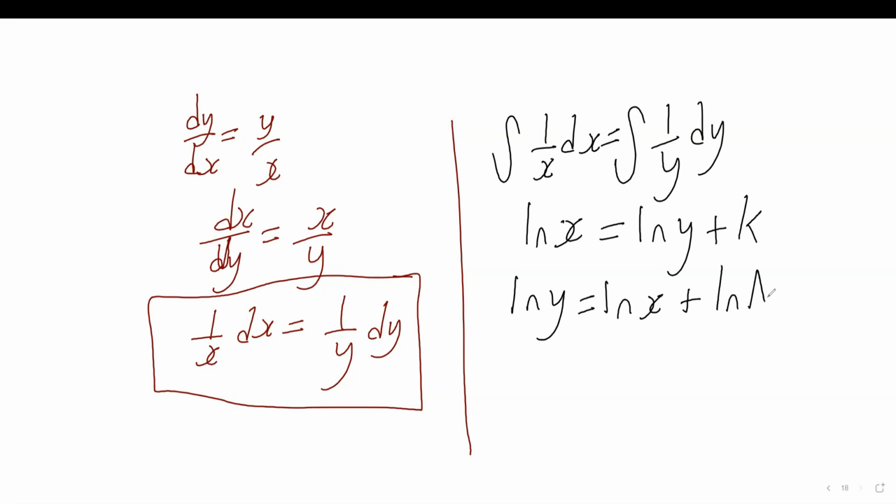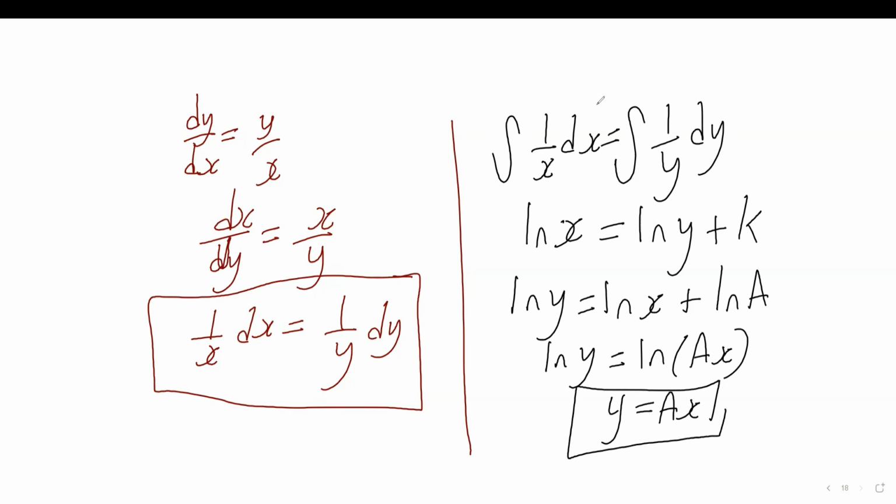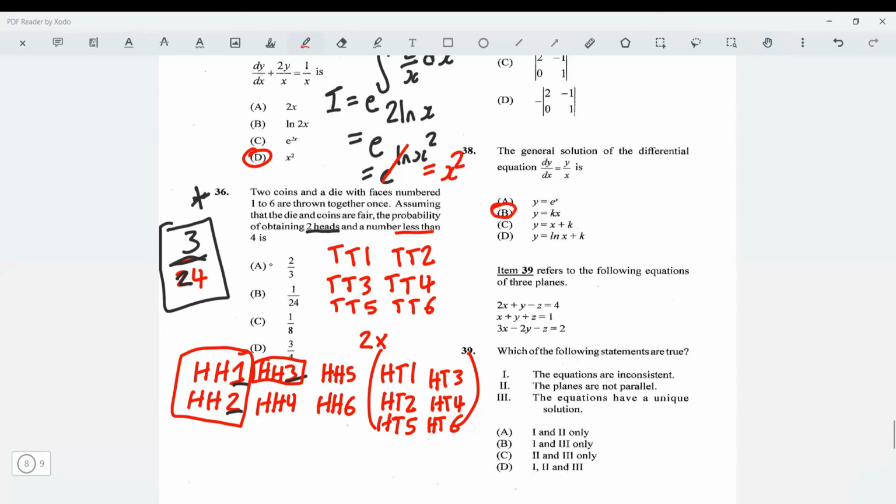Let's call k ln a. So therefore, ln y is equal to ln a times x. So y is equal to a times x. That's it. Y is a times x. Nice. A times x, k times x, it doesn't matter which constant you use.